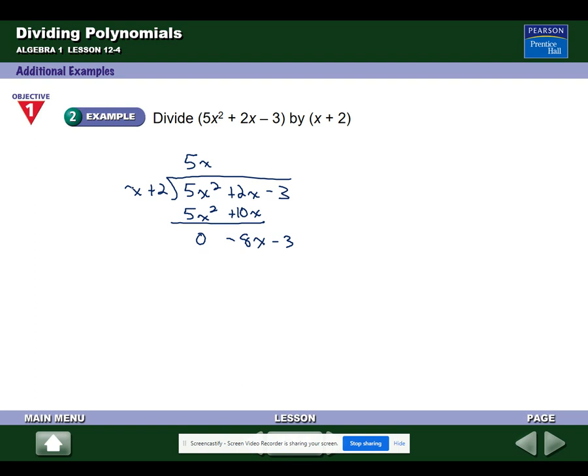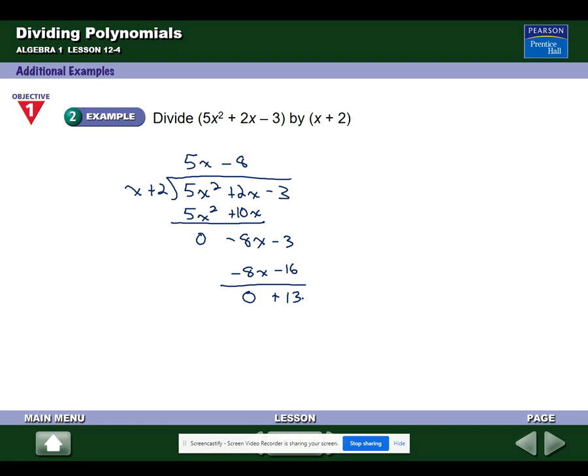Now you're asking yourself, how many times does x go into negative 8x? Well, that would be negative 8, because negative 8 times x is negative 8x. And negative 8 times 2 is negative 16. Again, pay attention to this now. As we subtract down, it's very important that you understand subtract. Negative 8x minus negative 8x. Minus negative means plus, so negative 8x plus 8x is again going to give me 0. Once again, that has to happen for us to be doing polynomial long division correctly. Now, negative 3 minus negative 16 is positive 13.